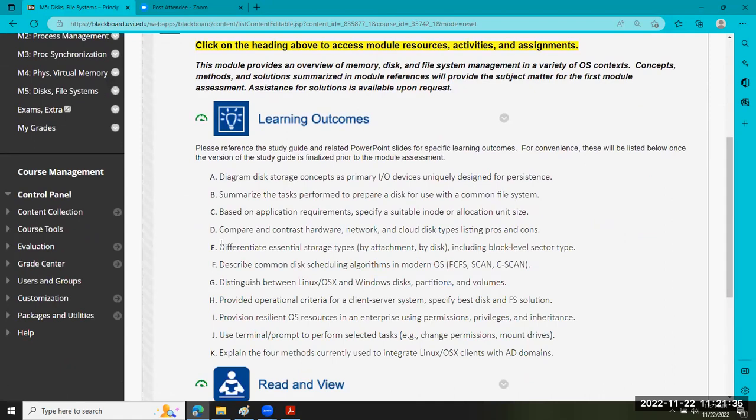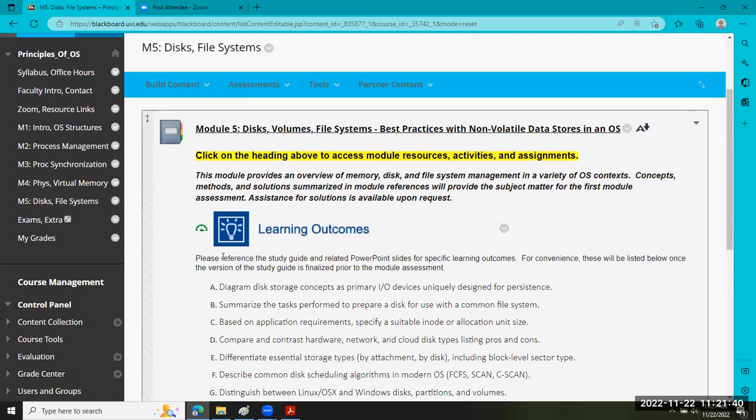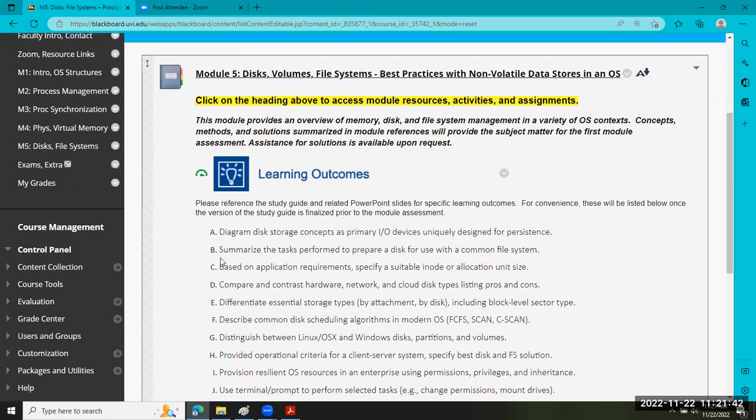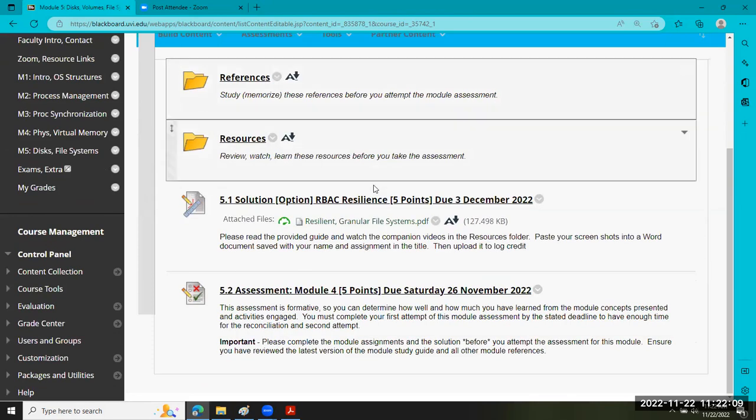So what I'd like to do is hit the high points in our review of disks, volumes, and file system best practices with non-volatile data stores. And I'd like to frame that in the context, not just in terms of efficient access to disk memory, but also in terms of security and permissions interests. Any questions before we start?